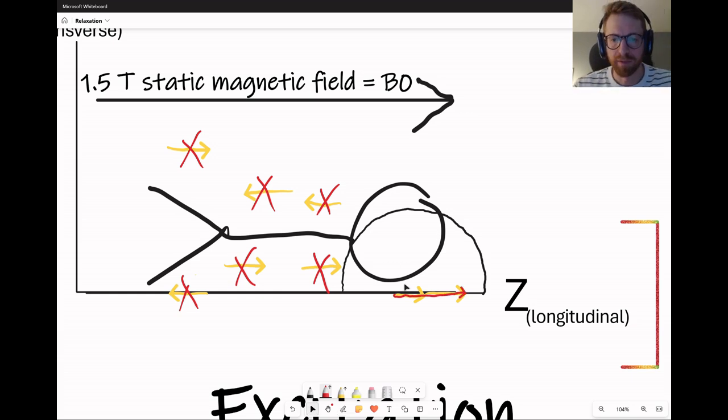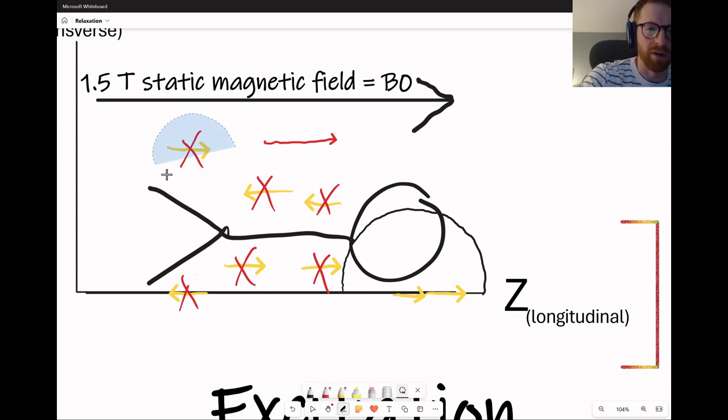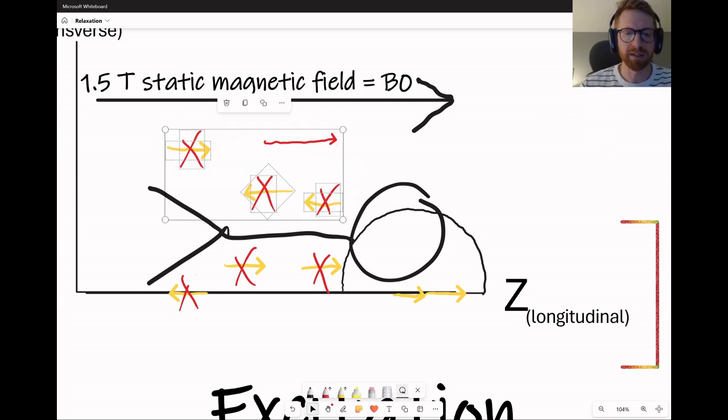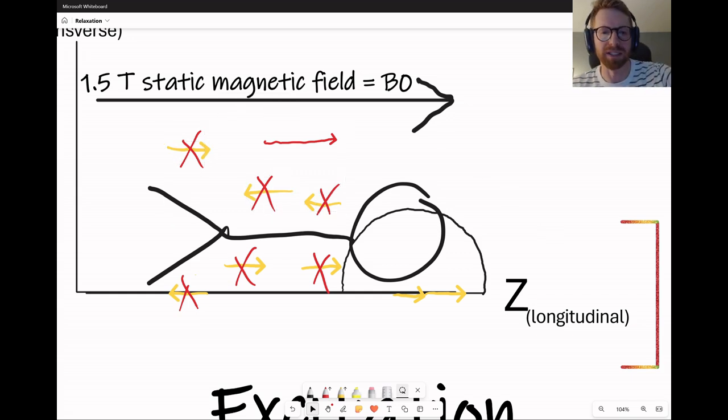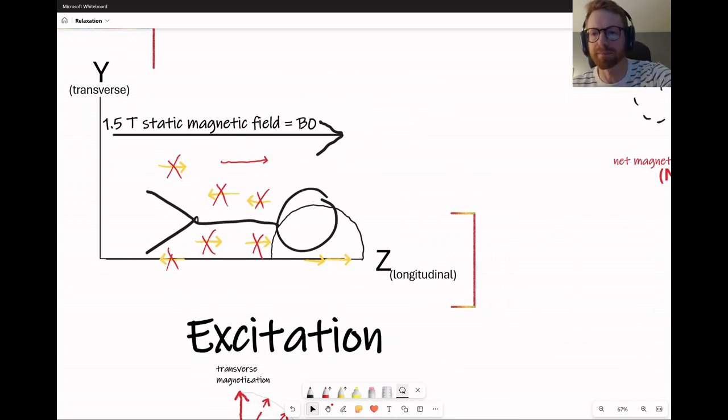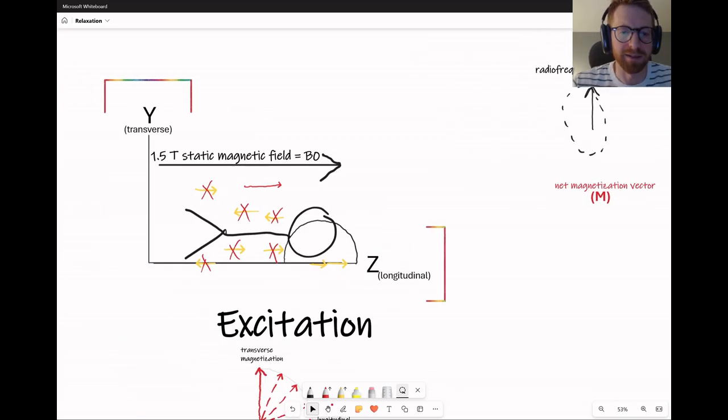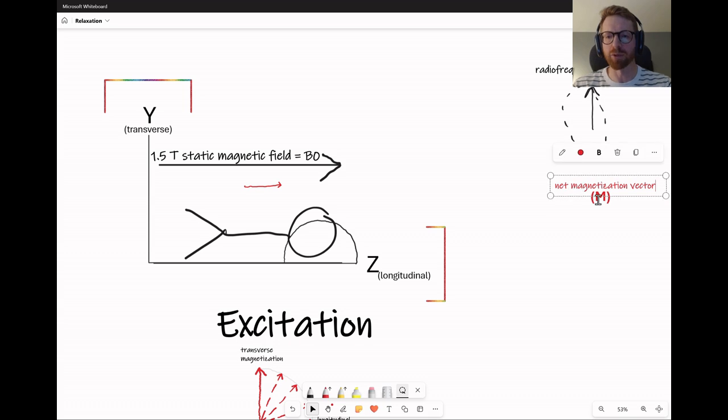All right, so now we can clean this up. We don't have to worry about all of these individual guys. It's kind of messy, let's get rid of them. Okay, so that's going to add up to our net magnetization vector, which I just drew out.